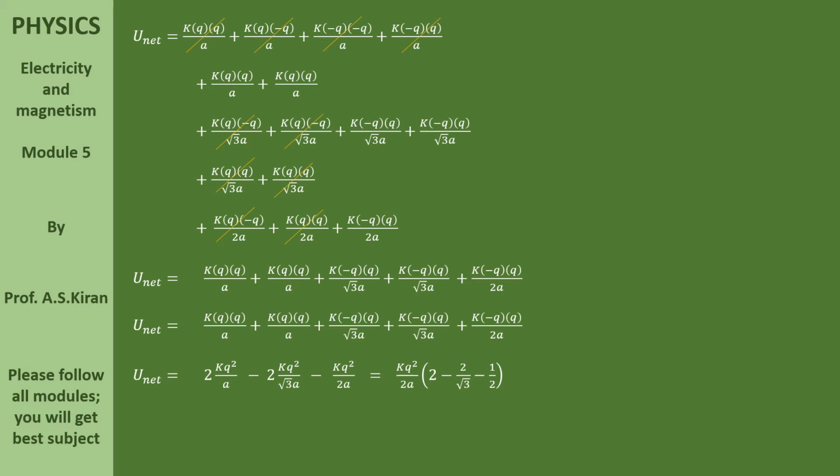Simply, you can take KQ square by 2A common. That is KQ square by 2A into (2 minus 2 by root 3 minus 1 by 2). So the final answer is the electric potential energy here is (3 root 3 minus 4) by 2 root 3 into KQ square by A.